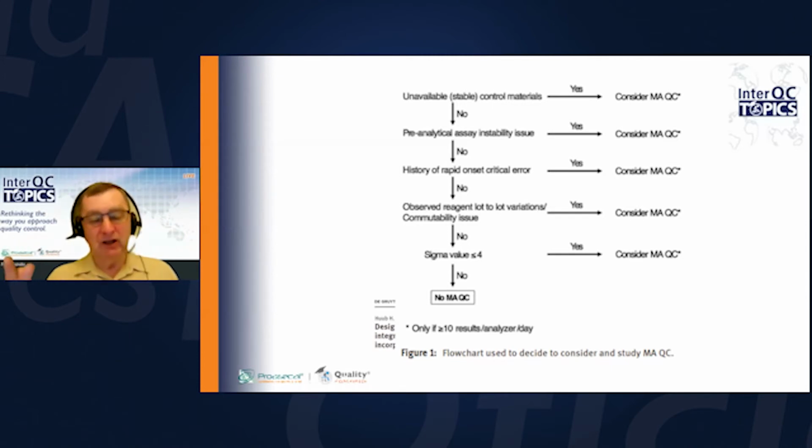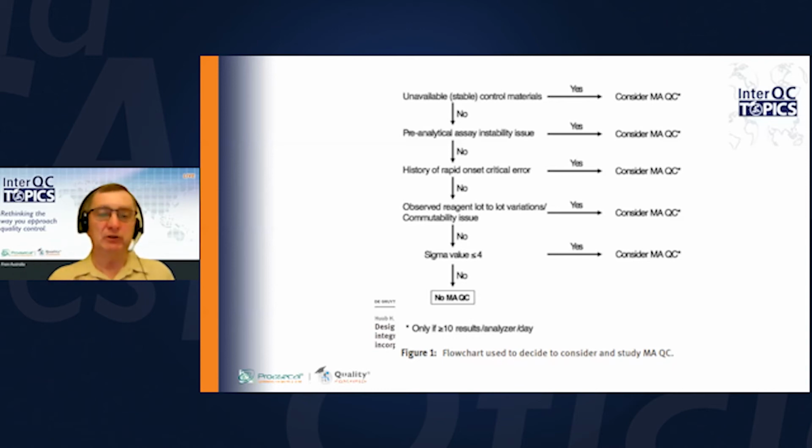And the last thing, where you should consider patient-based real-time QC, is if your sigma value for your assay is less than 4. And in all reality, nearly every assay that we run, the sigma is less than 4. It's very, very unusual for any of our assays to have a sigma greater than 4. That's just the reality. But you certainly need at least 10 results per day.